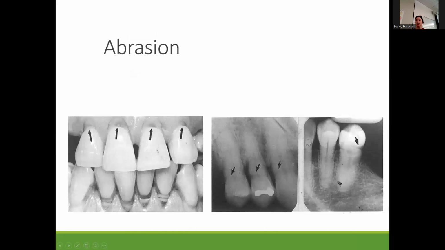And then we have abrasion. You can see that's at the CEJ typically. It'll happen right when you get to the cementum and the dentin, because they're softer than enamel, so you start to get that wear right there at the gum line. It can be kind of notched out, like they call them abfractions, or toothbrush abrasion. They can be from clenching and grinding or some kind of occlusal issue, and it can also just be from mechanical wear as well.